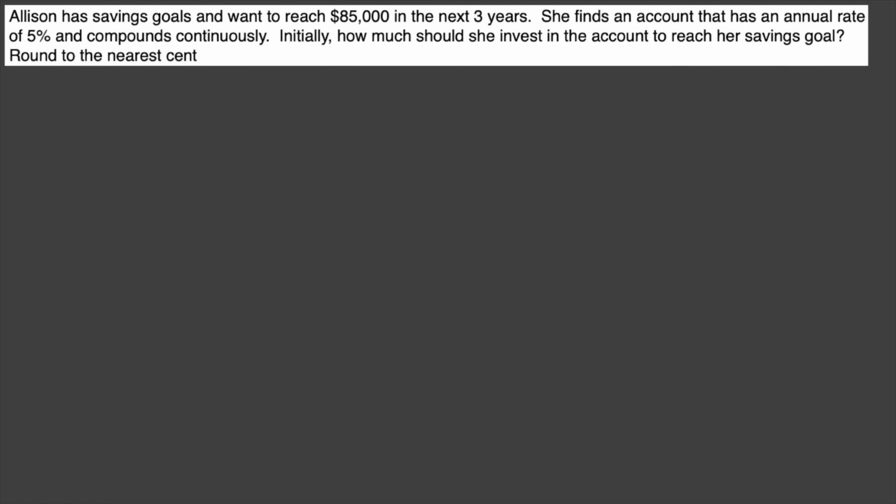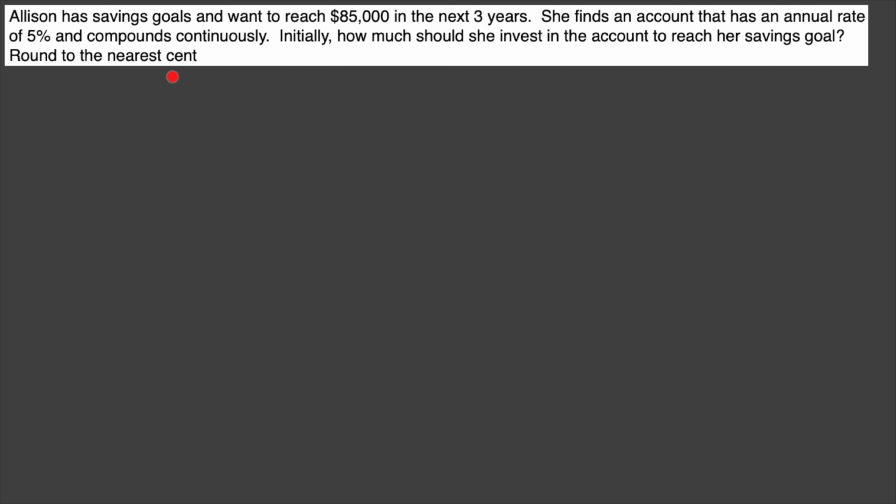This question says, Allison has savings goals and wants to reach $85,000 in the next 3 years. She finds an account that has an annual rate of 5% and compounds continuously. Initially, how much should she invest in the account to reach her savings goal? Round to the nearest cent.